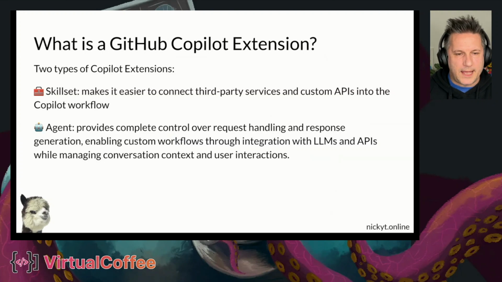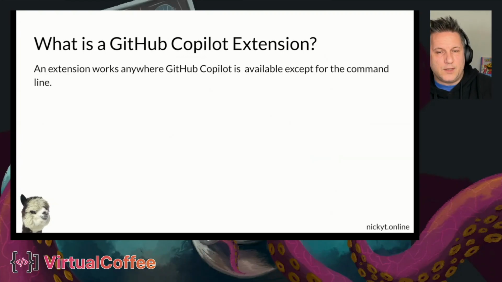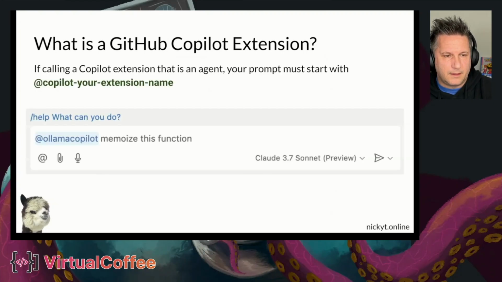And the other mode is you could be an agent. That gives you complete control over handling the request in Copilot. It also enables custom workflows through integrations with large language models and APIs while managing conversation, text, and user interactions in Copilot. If that sounds like a mouthful, we'll get into it. We'll see it in practical use shortly. And the only other thing I'll say about a GitHub Copilot extension is it works anywhere GitHub Copilot is available, except for the command line, at least for now. Maybe in future it will.